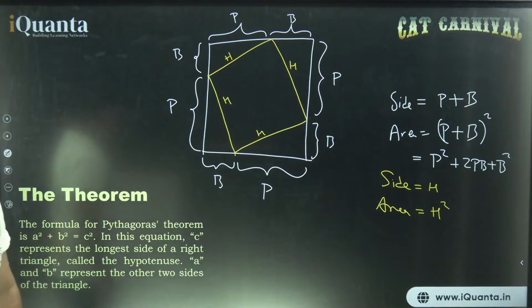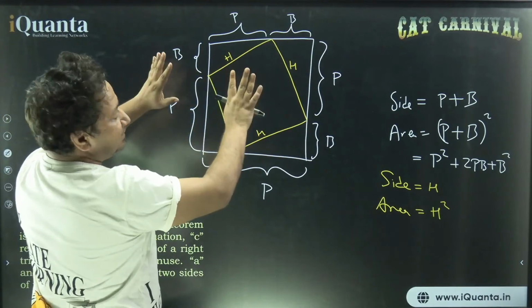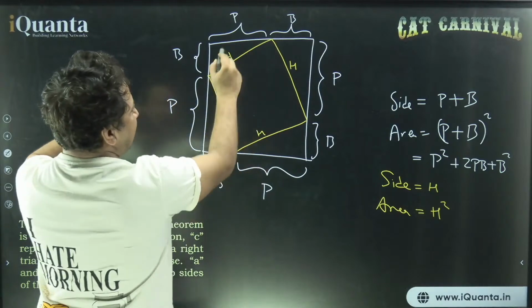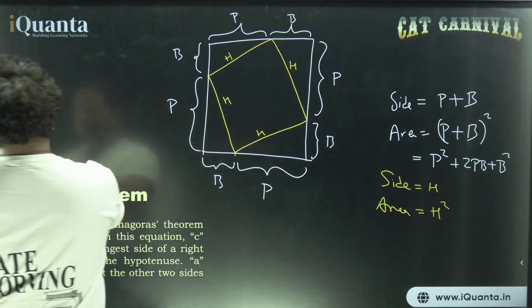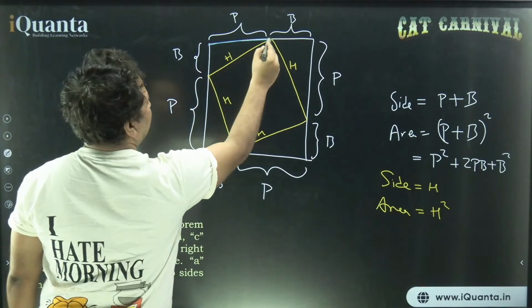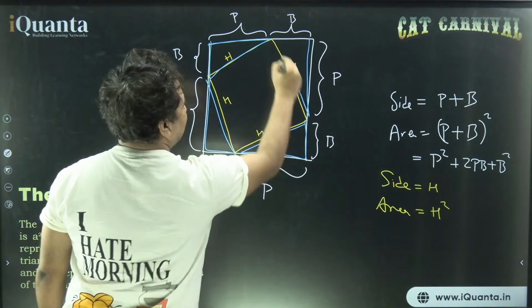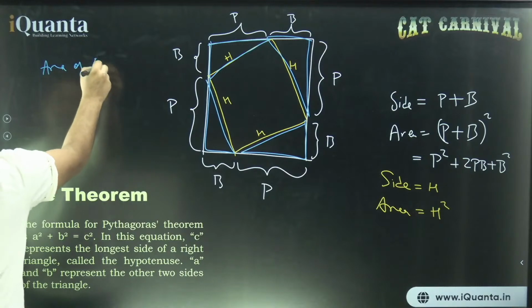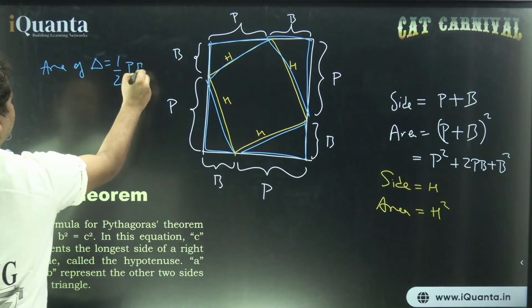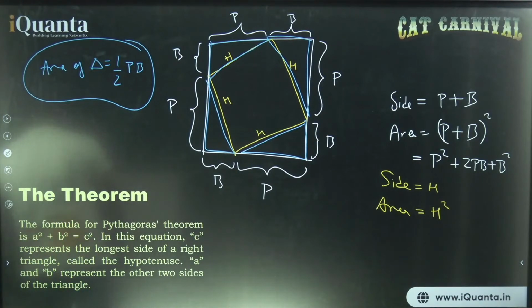That is clear? Great. Now, I can also say that the white square, the bigger square, is a combination of a small square and 4 triangles. Yes or no? We have 4 triangles. Triangle number 1, triangle number 2, triangle number 3, and triangle number 4. And the area of those triangles is equal to half of P into B. This can be said, right? So far, so good.